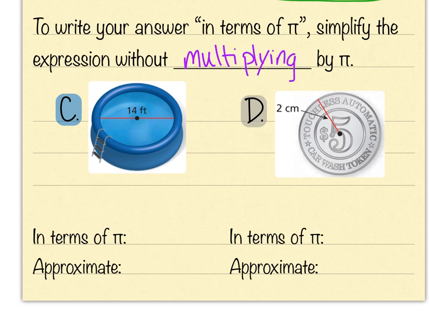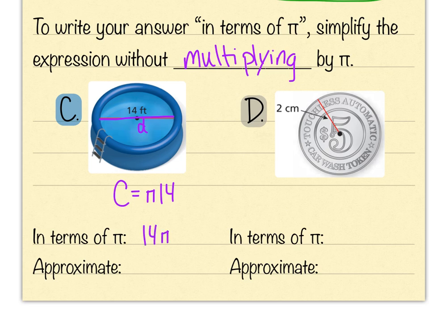Now, if you're like me, you're thinking, well, hold up a second. The whole problem says we're supposed to multiply the diameter by pi, and that's going to make this a super easy problem then. Because let's look at this pool, for example. The diameter is going to go all the way across, so that's our diameter. The diameter is 14, so I say, well, circumference equals pi times 14. And that right there is in terms of pi.